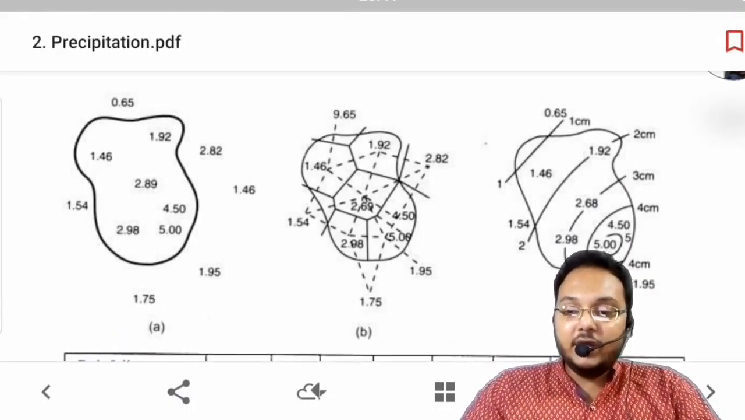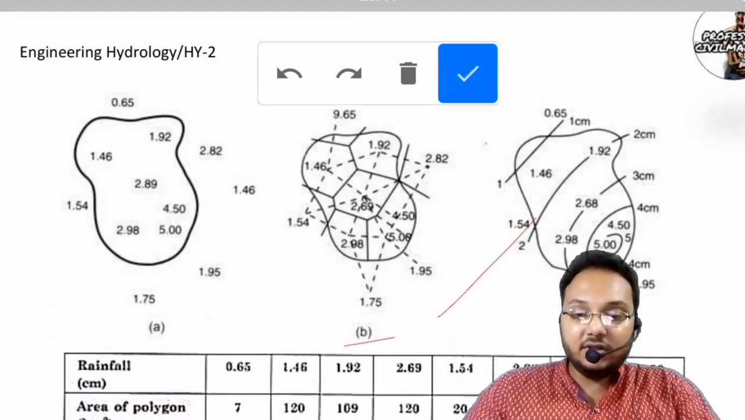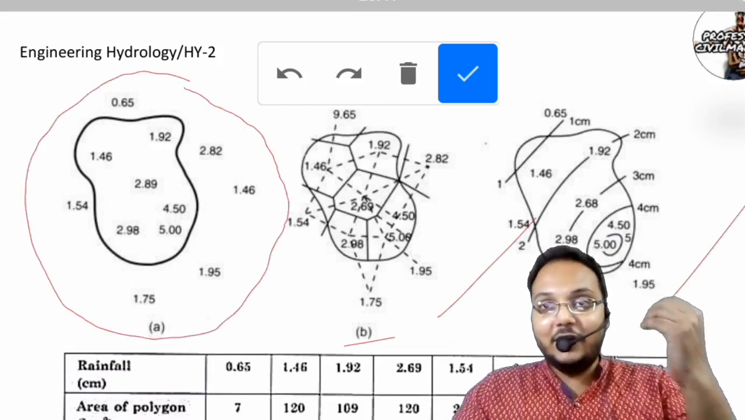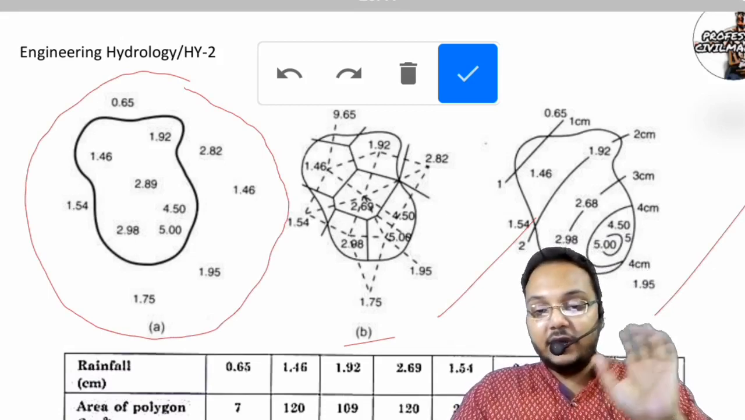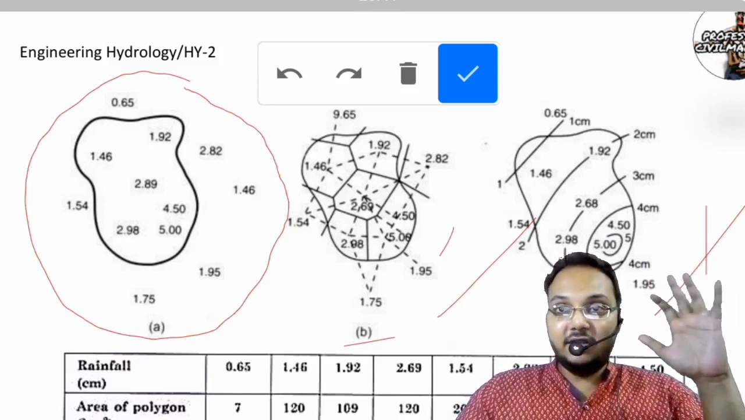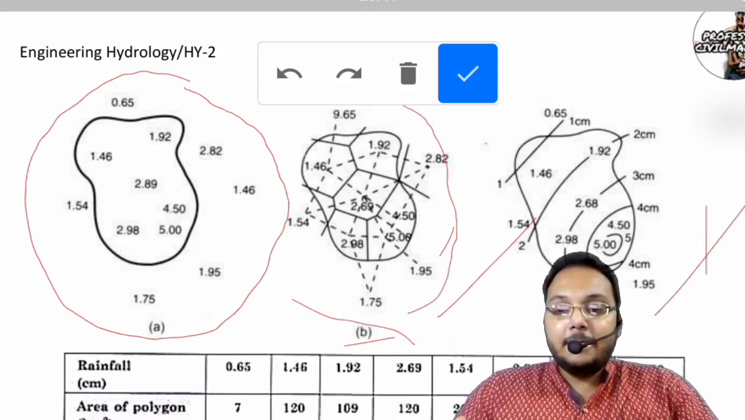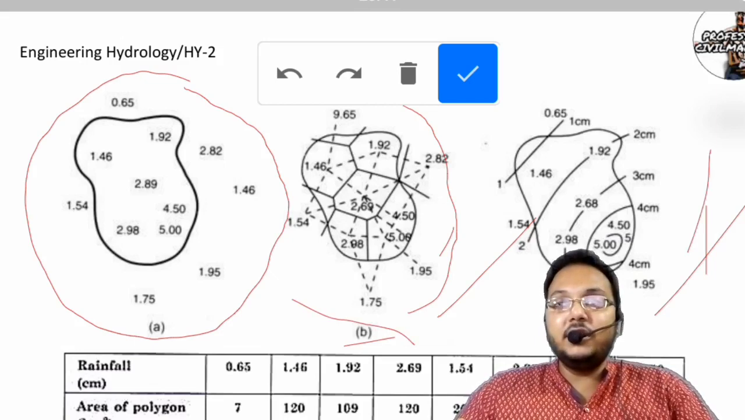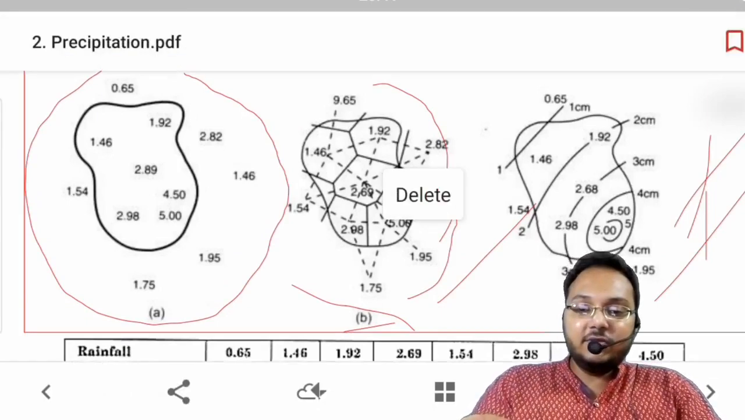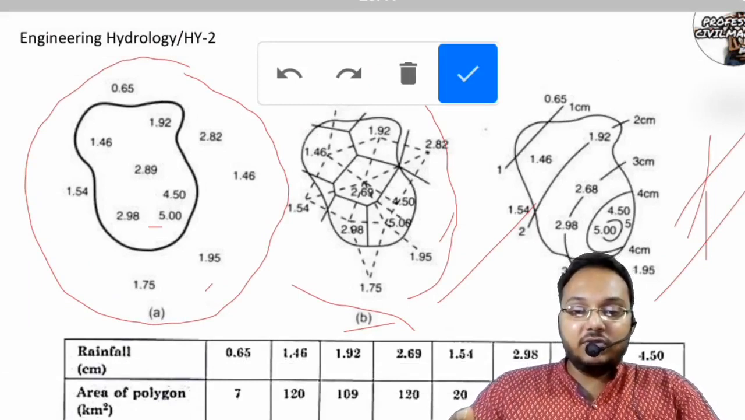Let's not refer to figures B and C for now, because these will be used for our calculation of the Thiessen polygon and the isohyetal methods. Let's just refer to figure A, because this is the only figure that will be given to us in the question at first. If the question mentions that you are going to calculate using the Thiessen polygon method, then you must refer to the second figure, and for the isohyetal method the third figure shall be the reference. So just see the first figure only. You can see there are 6 values inside the catchment and 5 values outside the catchment.